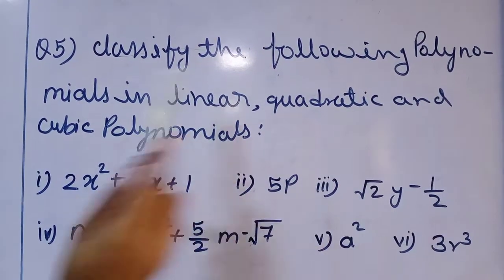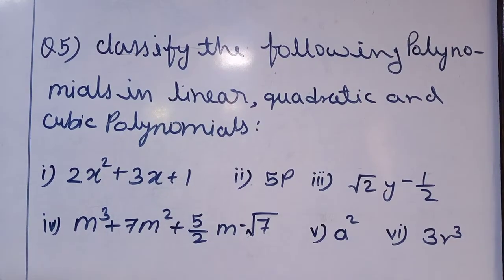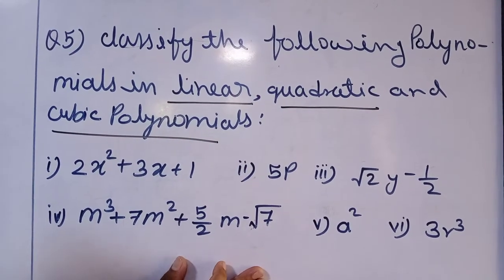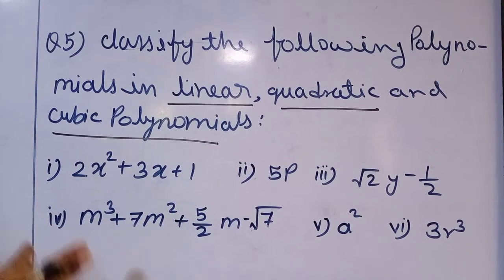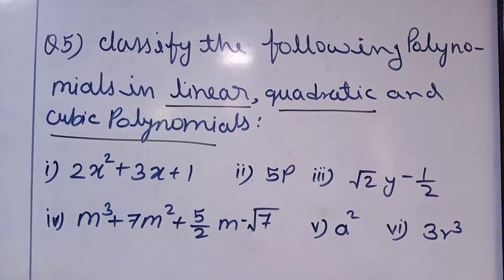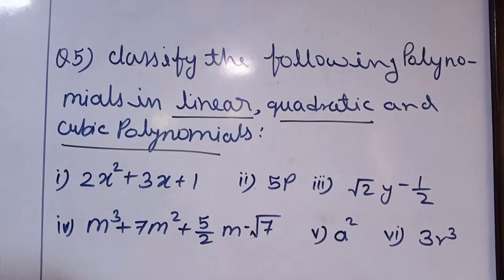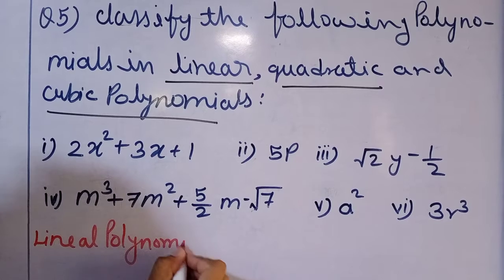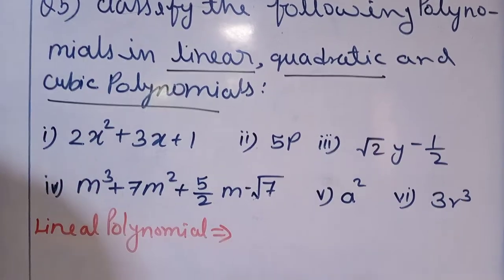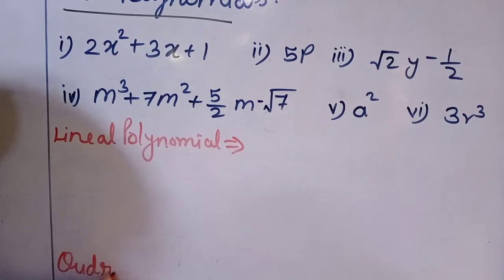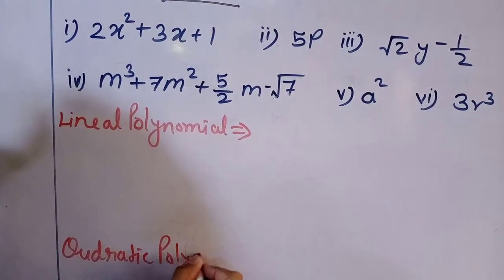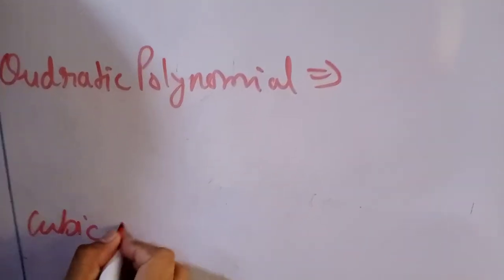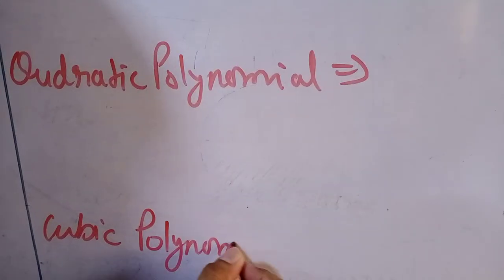Now come to question number 5. Classify the following polynomials into linear, quadratic and cubic polynomials. Here we have 6 polynomials. We have to classify them into linear, quadratic and cubic. So first make three columns. The first one is linear polynomial, the second one is quadratic polynomial, and the third one is cubic polynomial.